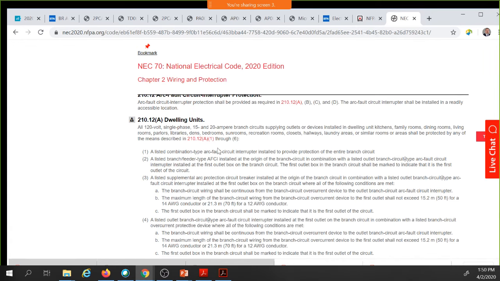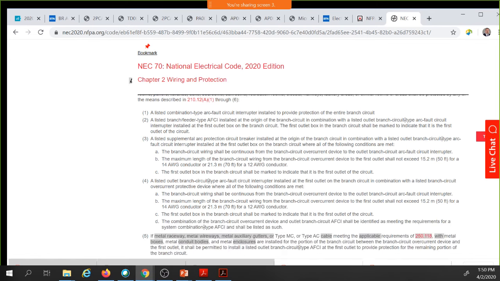You'll notice this is the 2020 National Electrical Code. We haven't seen expansion over the last two cycles, so it's the same thing if you're on the 17 code. You have kitchens, family rooms, dining rooms, living rooms, parlors, libraries, dens, bedrooms, sunrooms, rec rooms. These are all the rooms, and you have these options.